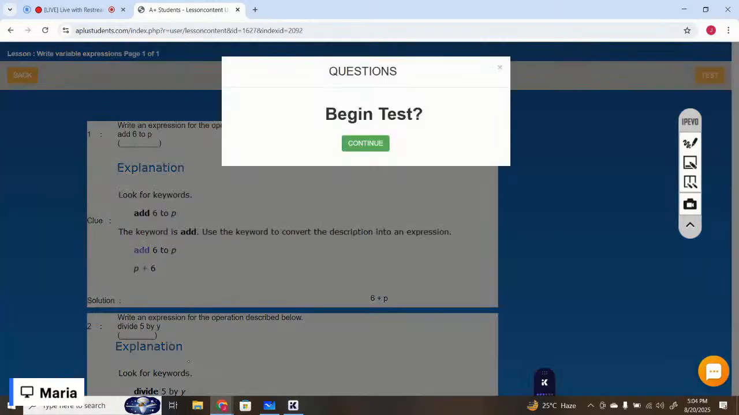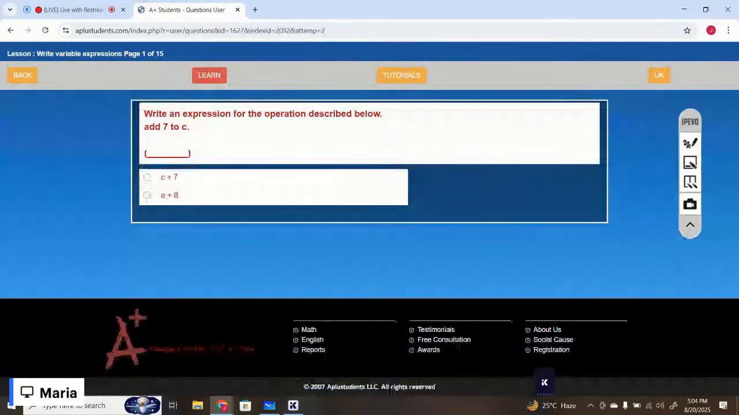Let's just start with the test questions. Write an expression for the operation described below. Add 7 to c. That is c plus 7. Option number 1 is the correct option.